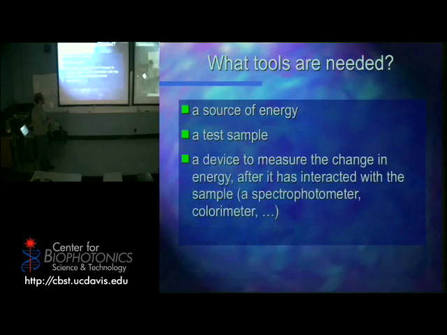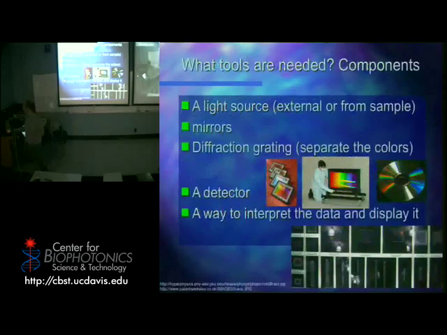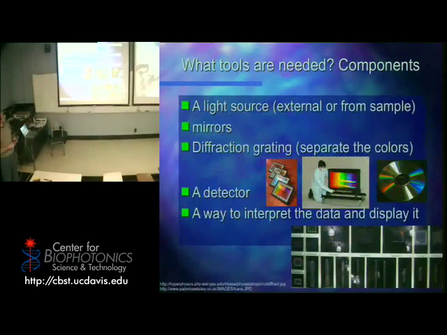We need a source of energy that we're using to interact with a sample. And then we need a device that measures this change in energy. So here are our components. To be able to actually do this, we need a light source, we need mirrors, we need a diffraction grating, which separates the light that interacted with our sample into its component colors. We need something that detects how that light has been separated out and a way to interpret the data and display it.